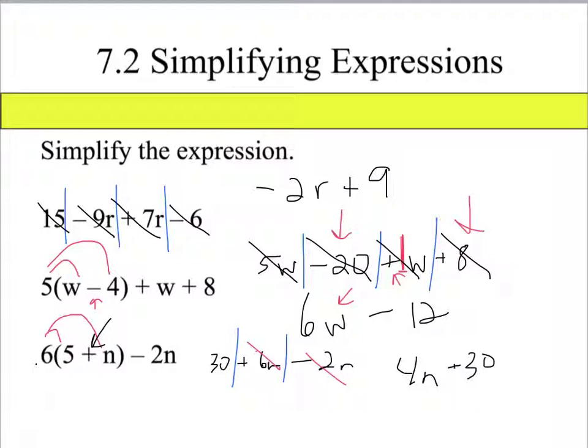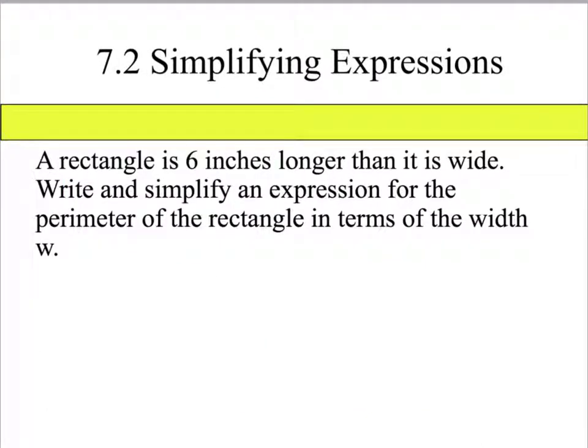All right, last slide. Here's the problem of the day. Please pause now and write this down and I will explain. All right, so it says a rectangle is 6 inches longer than it is wide. Write and simplify an expression for the perimeter of the rectangle in terms of the width W.